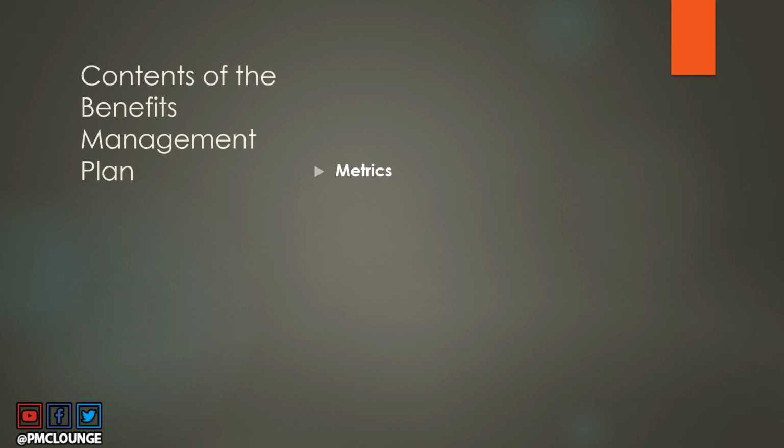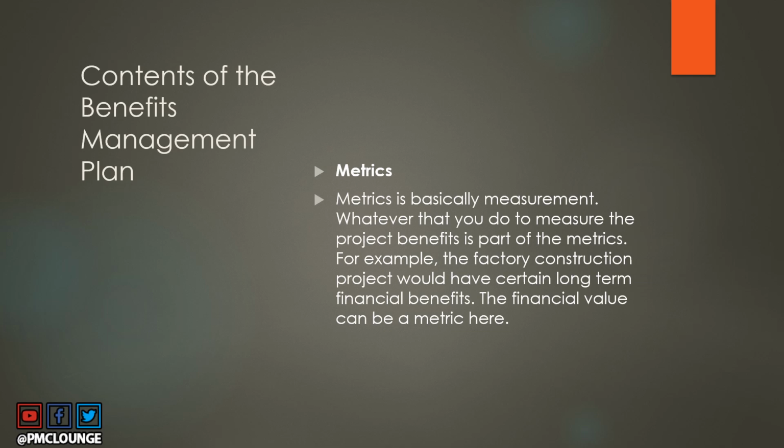Now, when you go to the benefits owner and ask about the kind of benefits that the project has delivered, the benefits owner needs to give you an answer in a certain unit, right? He or she cannot just say, okay, the benefits from this project is, for what? So the metrics is the answer to this riddle. Metrics is basically measurement, the unit that is used to measure the benefits that will be derived out of the project. So whatever you do to measure the project benefits, that is metrics.